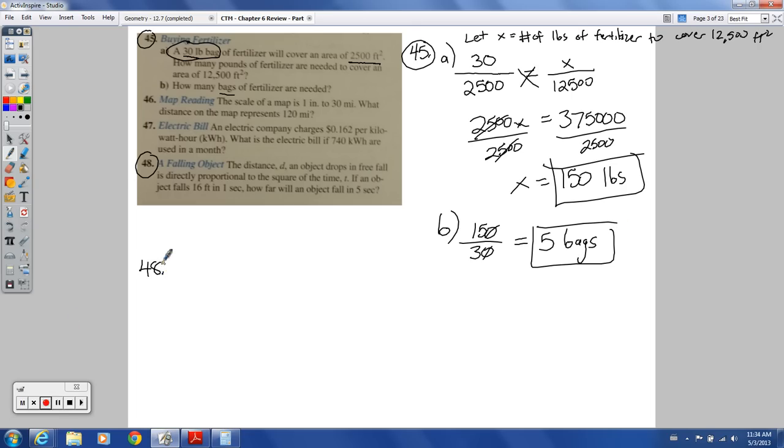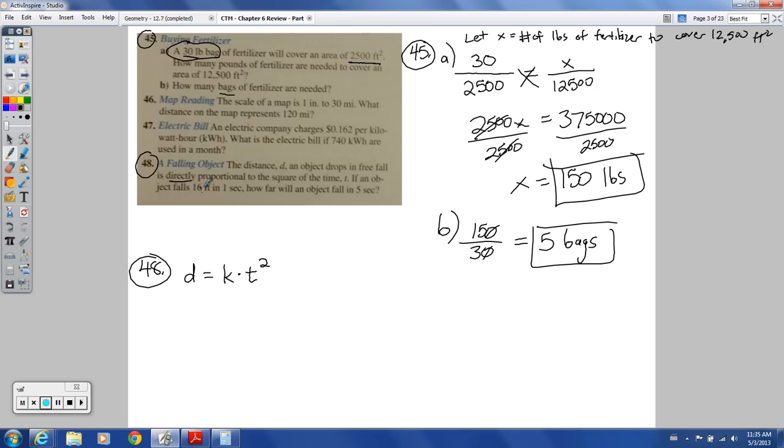And continuing with number 48 now, a falling object. The distance d an object drops in a free fall is directly proportional to the square of the time. If an object falls 16 feet in 1 second, how far will an object fall in 5 seconds? And so we've got d being equal, directly proportional. So we've got this constant k term, this constant of proportionality, to the square of time. So times t squared, we'll call t. That's what we have here as time.